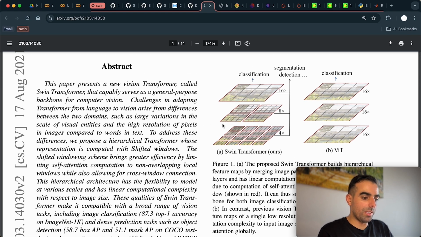So they have a nice figure here. Figure number 1. The black squares are the patches and the red squares are the windows. Compared to ViT, ViT has the same size of the patch for all the layers. But what they are suggesting in this paper is to group the small patches into windows, and in addition to that, that window will be shifted alternatively inside the Swin Transformer layers.